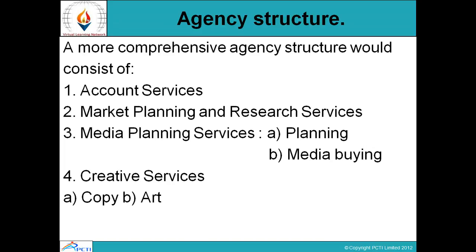Agency structure. A comprehensive agency structure consists of account services, first point; market planning and research services, second point; media planning services, which involves planning and media buying, third; fourth is creative services, which includes copy and art. So the agency structure has all these 4 parameters, which help in materializing the advertisements brought by the agencies at different levels of time.